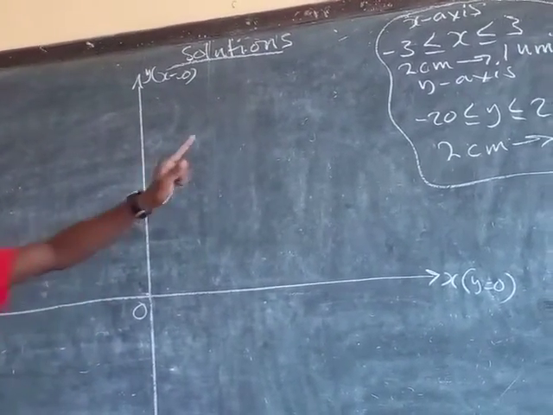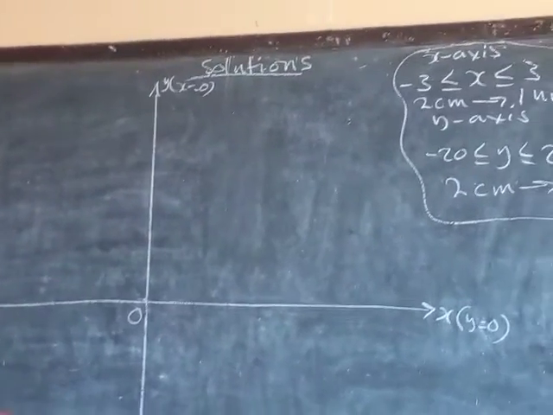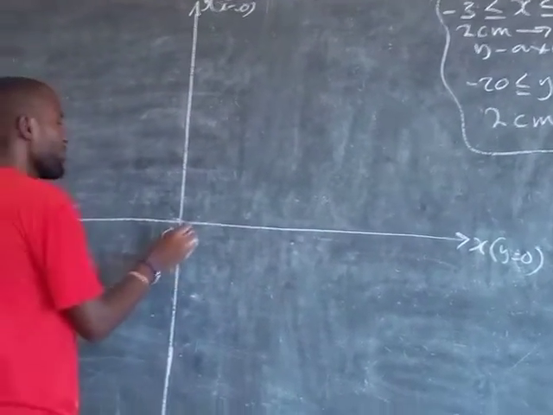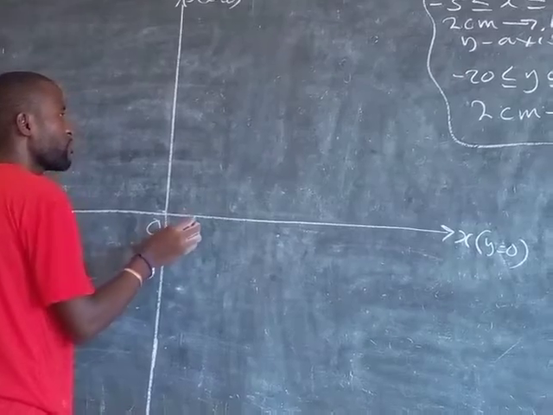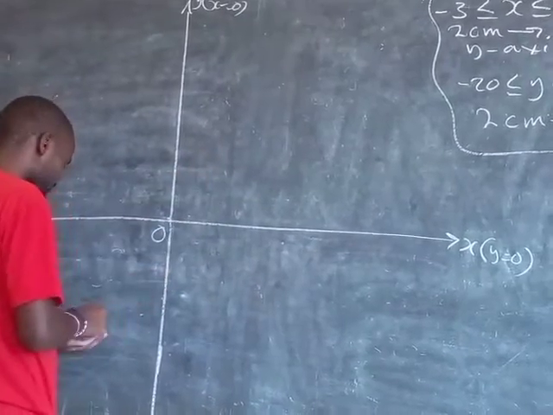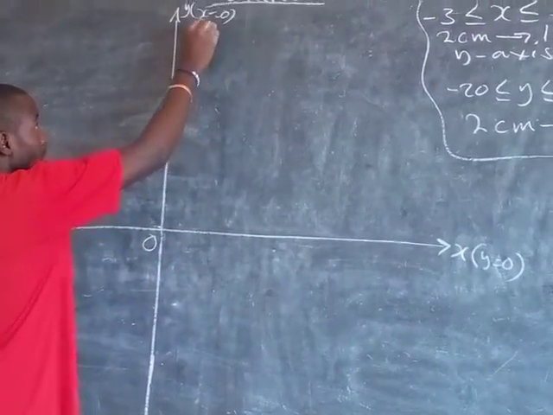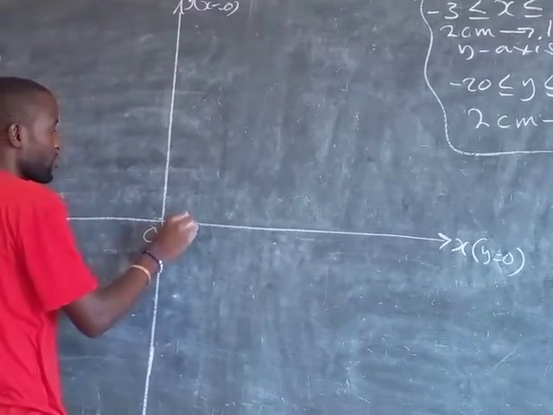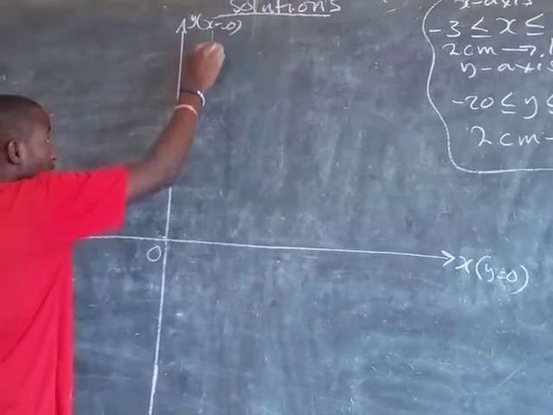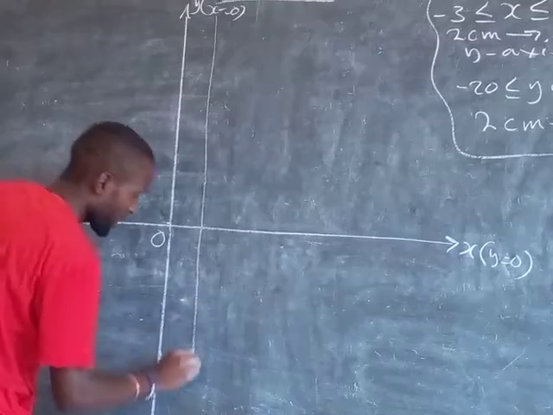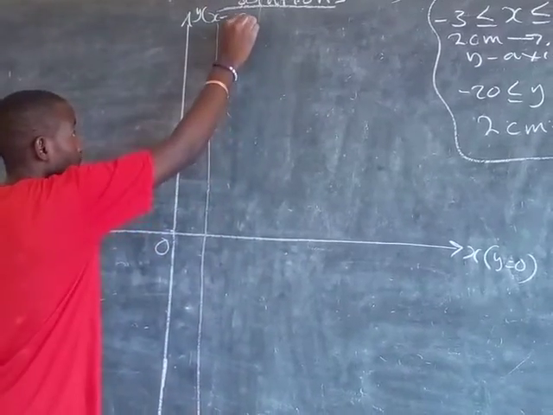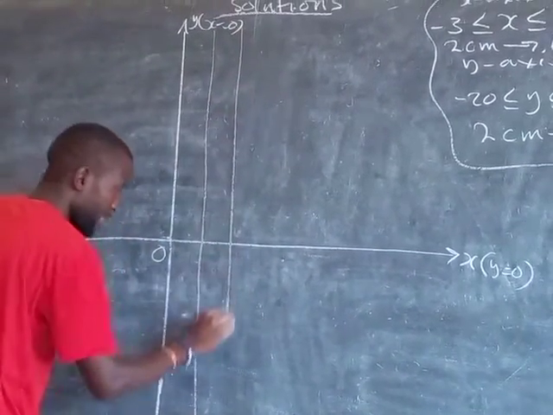So we are saying that 2 centimeters represent 1 unit. So your graph is going to be so nice and decorated, in the sense that you are going to have your graph in this format. Let me just make a nice graph for you so that you see what is happening here.